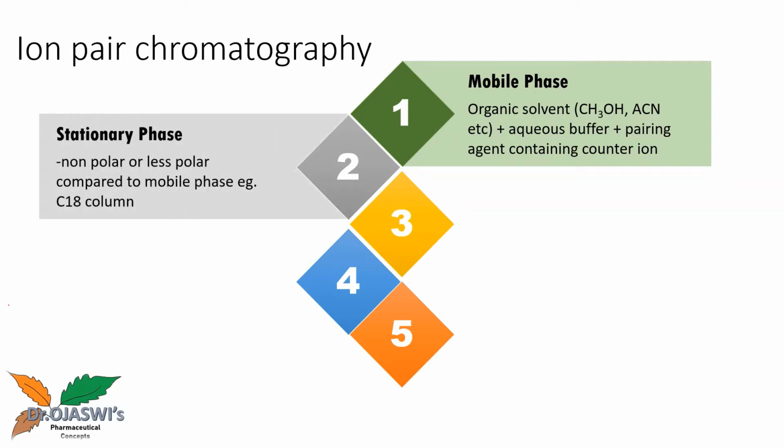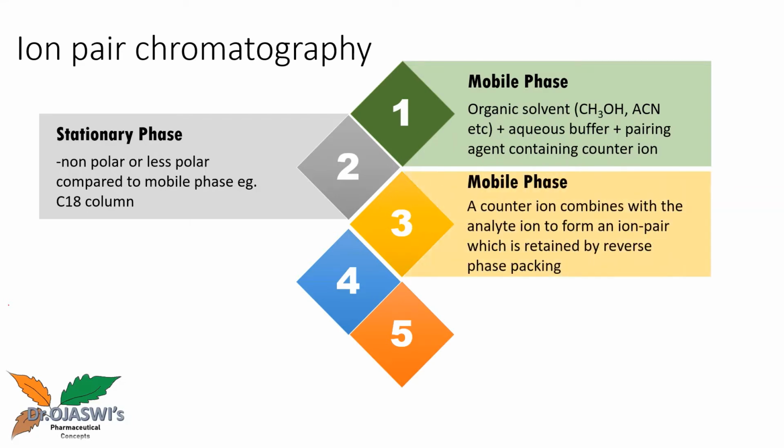The second important point is stationary phase. We have seen in the first slide that ion pair chromatography is reverse phase chromatography. Why? Because we use non-polar or less polar stationary phase as compared to mobile phase. Example, C18 columns.